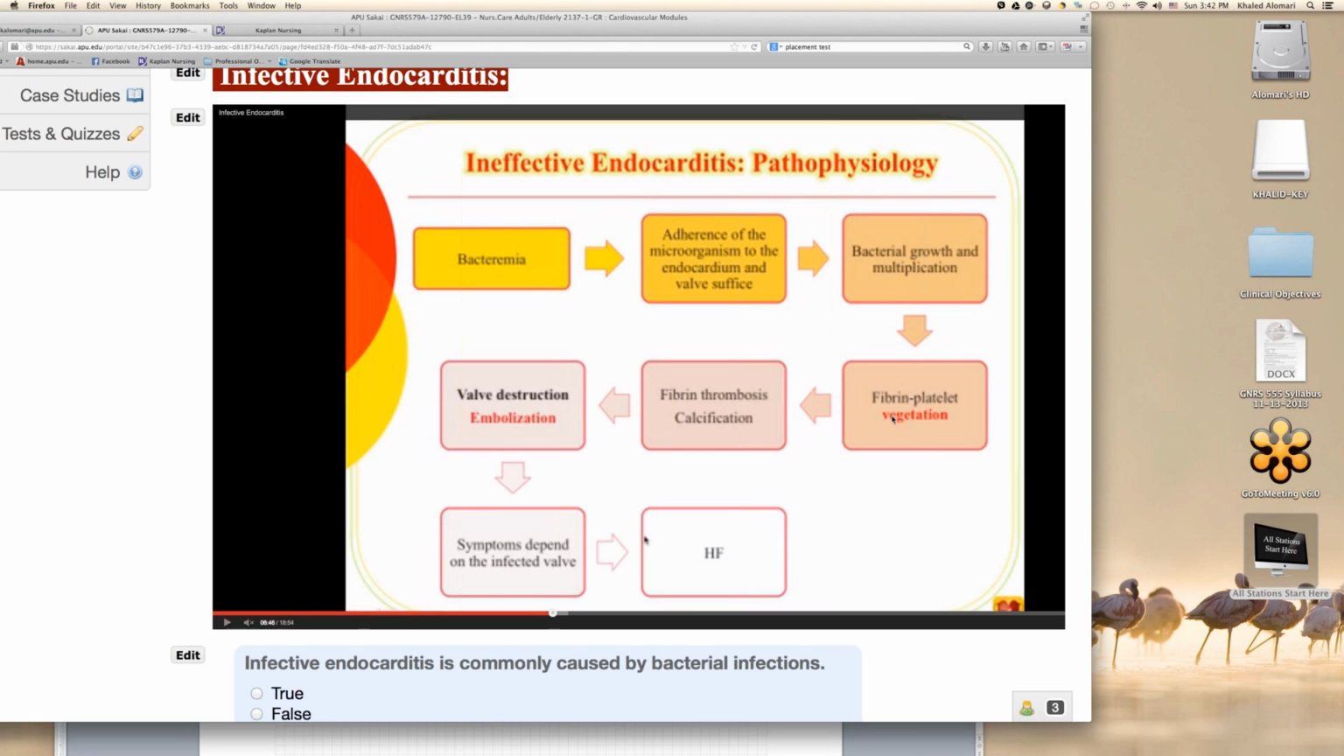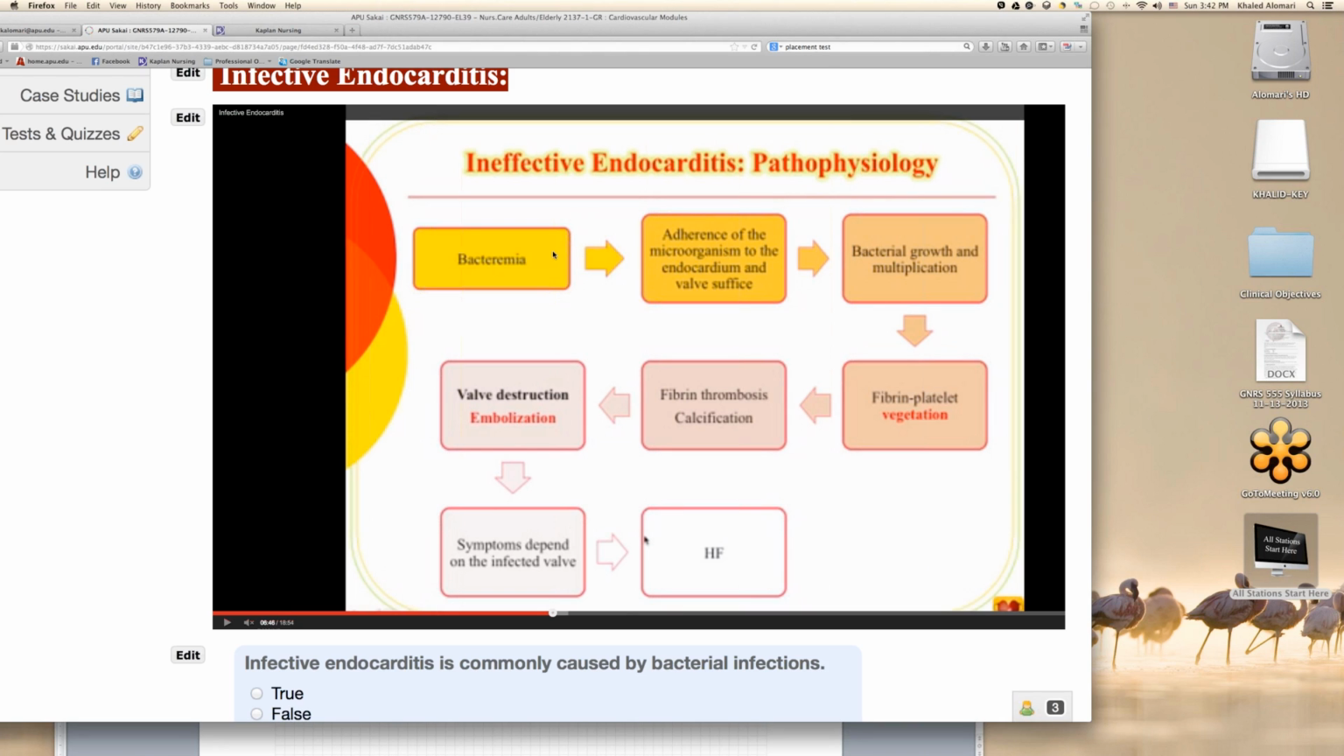Now, this is a key word here, because that's one way to diagnose endocarditis. This is something we can see on echocardiogram. This is another keyword: this patient is at risk for thrombosis, so they should be anticoagulated if this risk is there. And again, valve destruction is our concern.